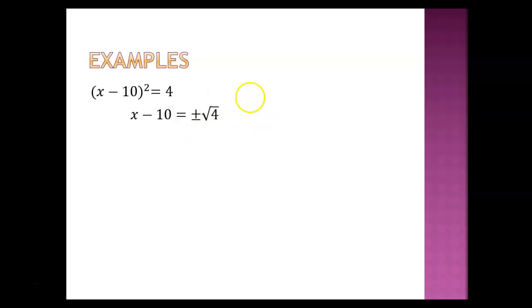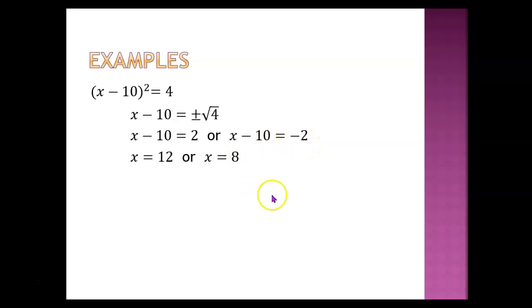So of course the square root of 4 would be 2. So this means that x minus 10 equals 2 or x minus 10 equals negative 2. And then each of those is an equation that we still have to finish solving to get x by itself. So if we add 10 to both sides, here we get x equals 12, or here we get x equals 8. The negative 2 plus 10 would be 8. So those are the two solutions.